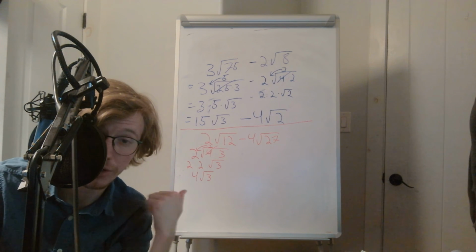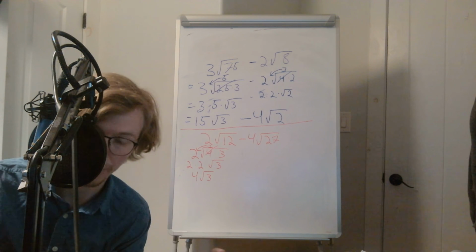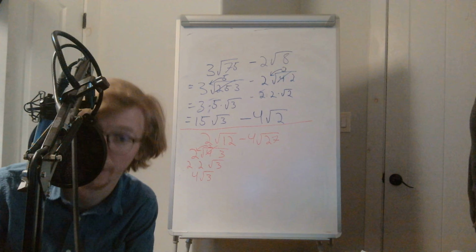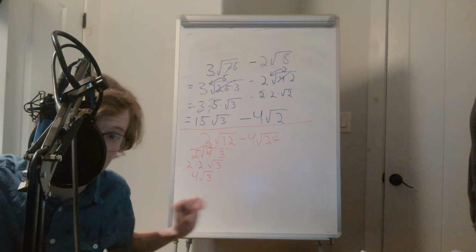On the outside you have 2 times 2, because there was already a 2 out there to begin with. 2 times the square root of 3, which simplifies to 4 times the square root of 3. And that's as simple as the left side can get right now. And now let's go ahead and simplify the right side.